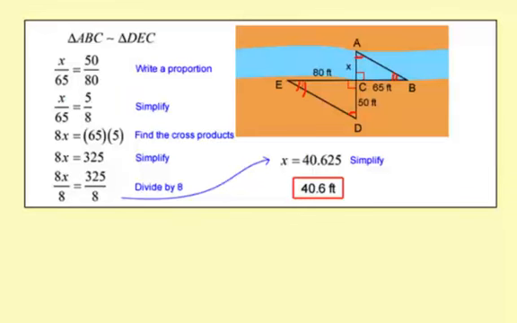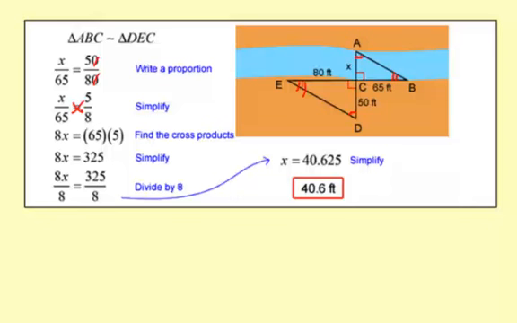And you can simplify first by reducing out the zeros. 50 divided by 80 is just 5/8, reduced by 10. Then you find the cross products, which means you do 8 times x and then 65 times 5. And that's what this step is: find the cross products. So then simplify by multiplying 65 times 5, which is 325, and then divide both sides by 8. And when you simplify, you get this decimal, and you round it to the nearest tenth of a foot, 40.6 feet. Okay, so that means that it's 40.6 feet across this river.